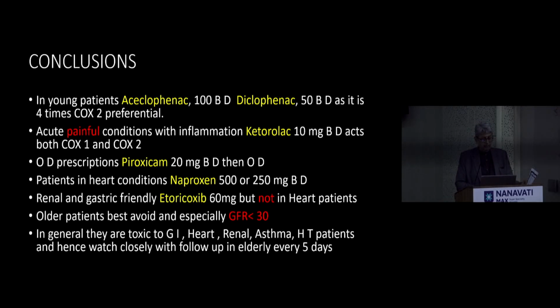Older patients, best avoid, especially if the GFR is less than 50, you should never give any NSAID. That is a rule. In general, they are toxic to the GI, heart, renal, they can cause bronchial asthma, hypertension in patients, and hence when you give NSAID, you don't send the patient home saying take it for 15 days. No, you call the patient every 5 days and see whether he has symptoms of hypertension, edema, gastric problems, any asthma, any MI symptoms, etc., and then you continue for that time. In young patients it's okay, but if we have old patients, we have to monitor that.